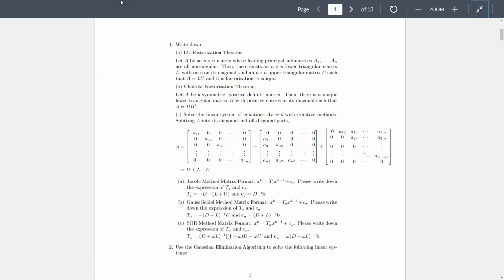And that's the thing for the last questions. But I would not ask you about whether the SOR method converges. So that's all the things.